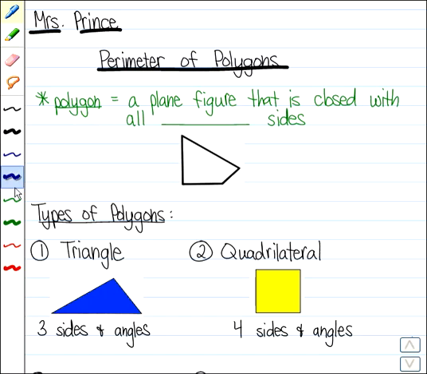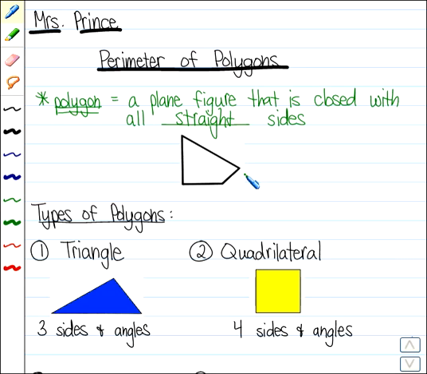Okay, so let's first review the definition of a polygon. A polygon is a plane figure that is closed with all straight sides. So for example, this figure here would be considered a polygon because it's closed, there's no openings here, and all of its sides are straight. So that would be an example of a polygon.